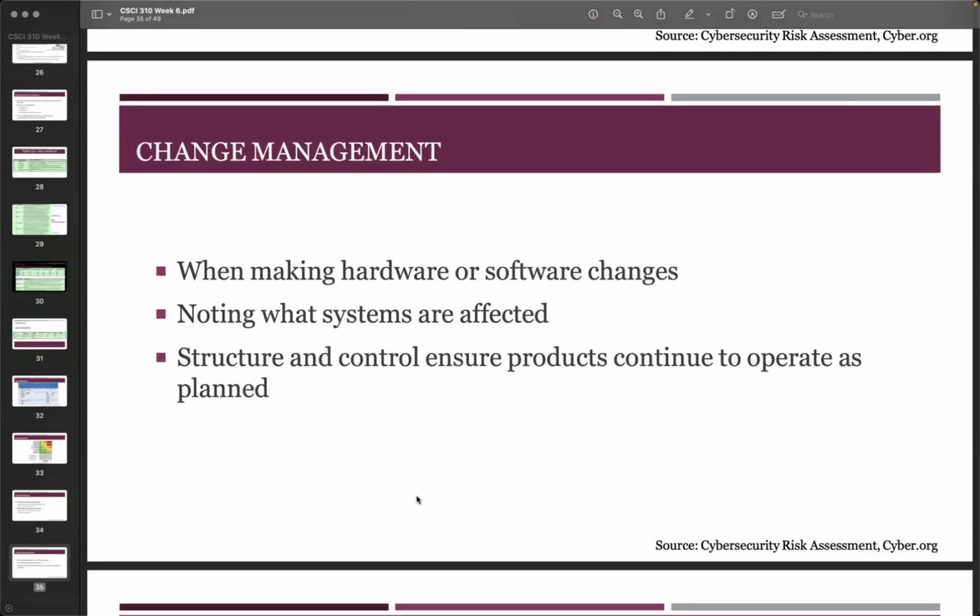And also when we do change management, let's say auditing, we need to make hardware and software changes, not make the system fragile, and ensure the structure and controls, ensure the products continue to operate as planned. So all this.